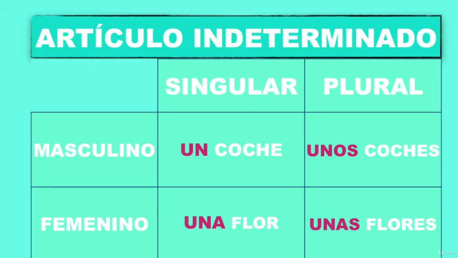Some examples of that. Masculine singular, masculino singular, un coche, a car. Masculine plural, masculino plural, unos coches, some cars. Feminine singular, femenino singular, una flor, a flower. And feminine plural, femenino plural, unas flores, some flowers.